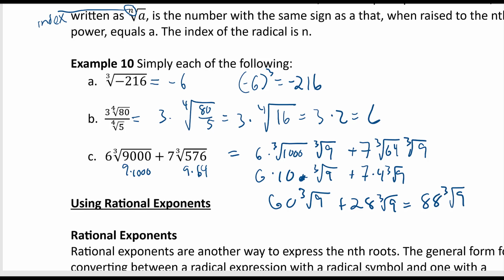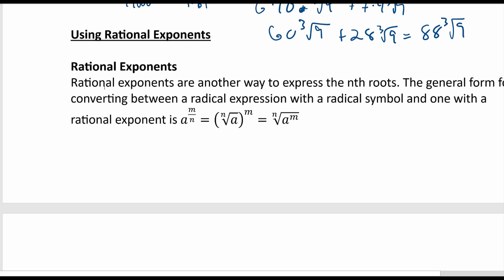Okay. Move on to using rational exponents. Rational exponents are another way to express the nth roots. The general form for converting between a radical expression and one with a rational exponent is a to the m/n is either the nth root of a, raised to the m, or the nth root of a to the m. Notice in the first case the m is outside the parentheses, and in the second case it's under the radical. So these are equivalent terms though.